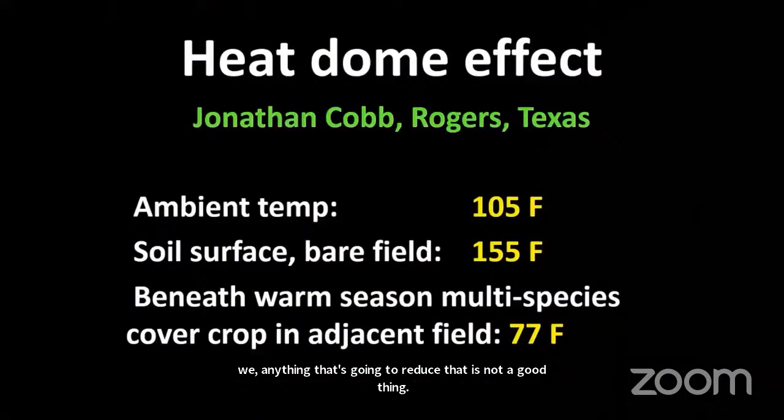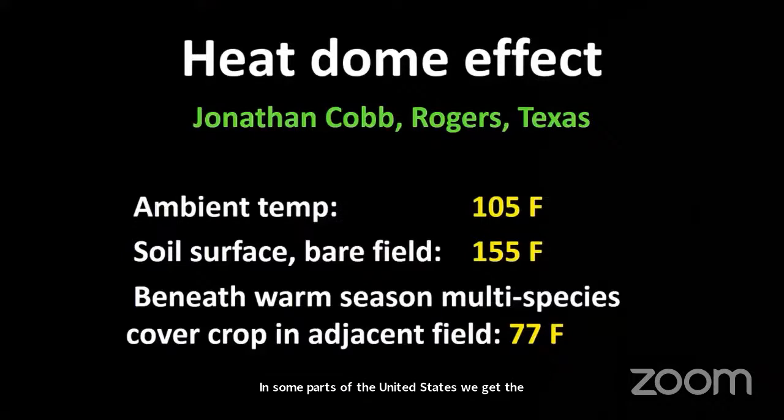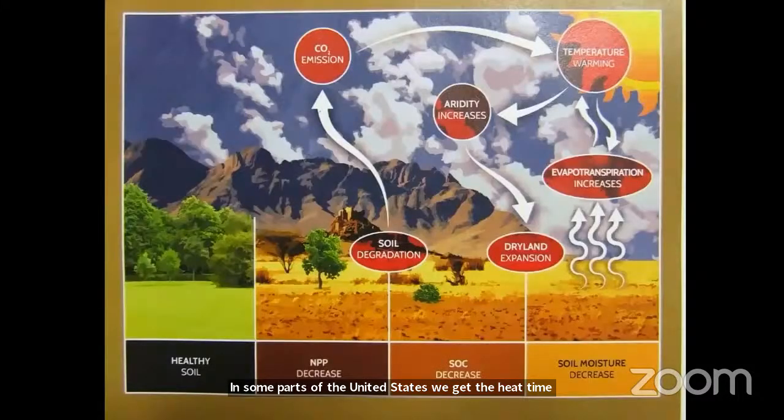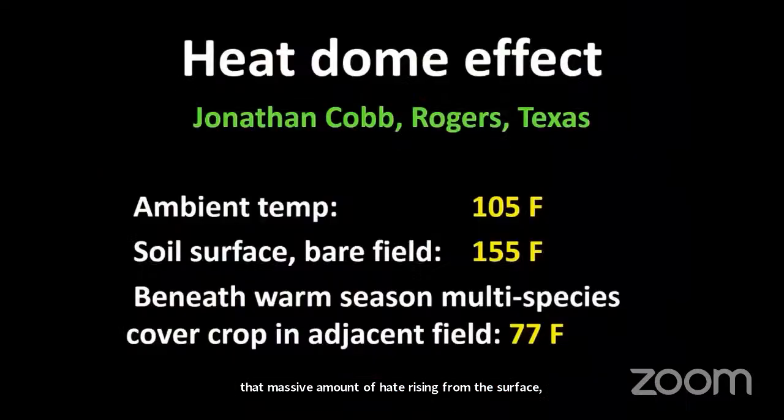In some parts of the United States, we get the heat dome effect, where we have that kind of environment. If you look at the fourth frame there, where you've got all that massive amount of heat rising from the surface, it actually increases temperature regionally. Jonathan Cobb, who I stayed with last week in Texas, has measured on a day when the ambient temperature was 105 degrees, the soil surface of a bare field was 155. So what that means is that you have air that's 105 degrees, it's heating up on that bare soil surface and rising because hot air rises. Then the other air at 105 comes in and heats to 155 and rises.